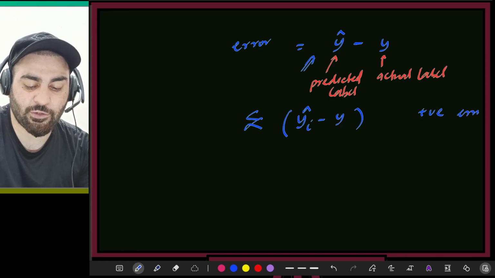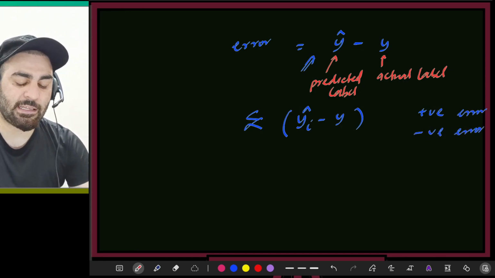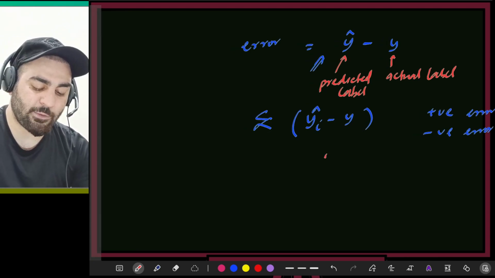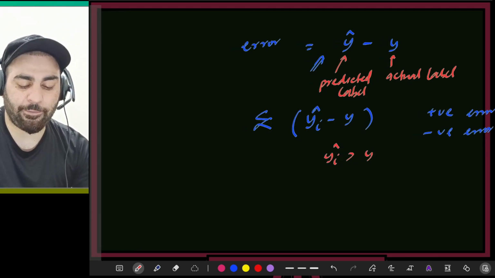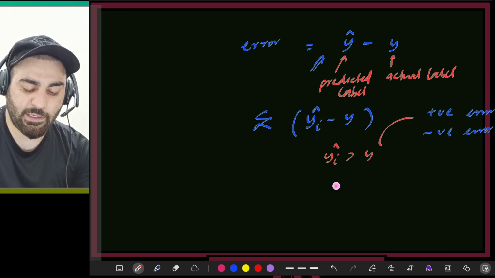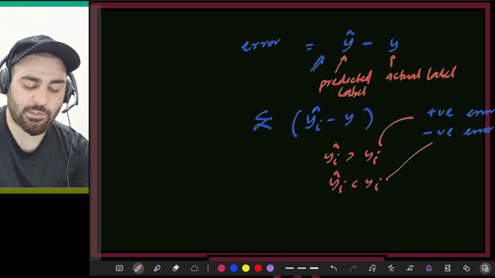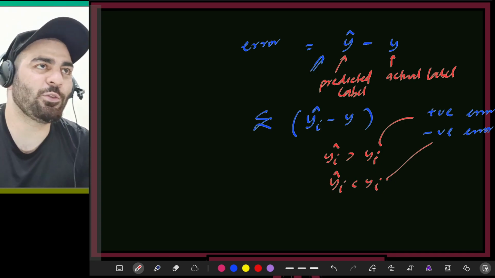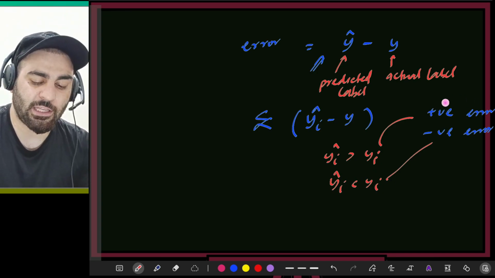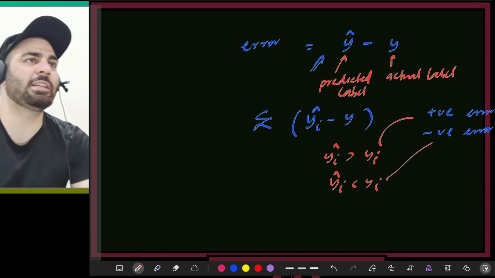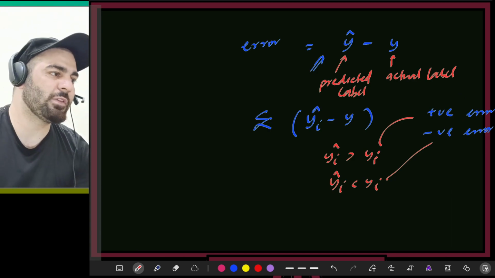Okay, there can be positive errors, and there can be negative errors. What I mean by negative error is, let's suppose positive error means this yi hat was greater than yi. Negative error means yi hat was less than yi. Now I somehow want to generalize it. So there will be positive and negative errors. When I sum these errors, some positives will cancel the negatives.